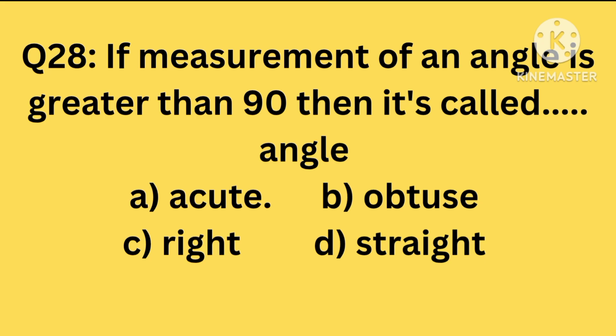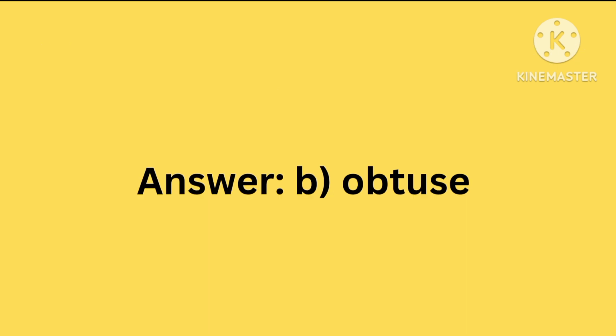Question number 28. If the measurement of an angle is greater than 90 degrees, then it is called a dash angle: acute, obtuse, right, straight. By the definition of obtuse angle, an angle whose measure is greater than 90 degrees and less than 180 degrees is called an obtuse angle. The correct answer is obtuse angle.